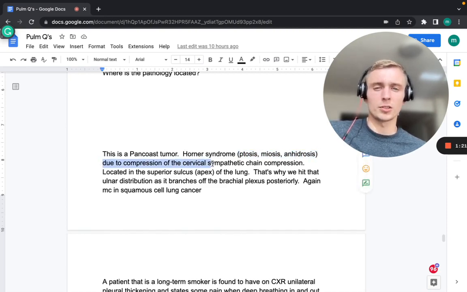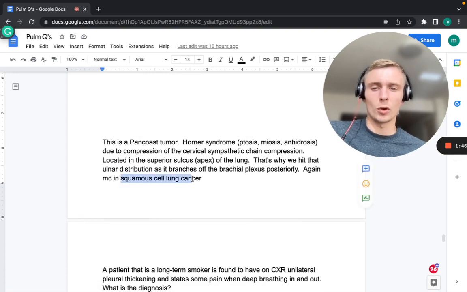This is due to compression of the cervical sympathetic chain as it goes up, and it's located in the superior sulcus, or the apex of that lung, and that's why they're having that shoulder pain, especially as it disrupts the ulnar distribution, as it's off the posterior portion of the brachial plexus. The ulnar nerve distributes from there. So if we have a tumor, it can invade into those areas up into the shoulder. And this is more common in squamous cell. So again, the CCCP: cavitary, hypercalcemia, Pancoast tumor, and centrally located.